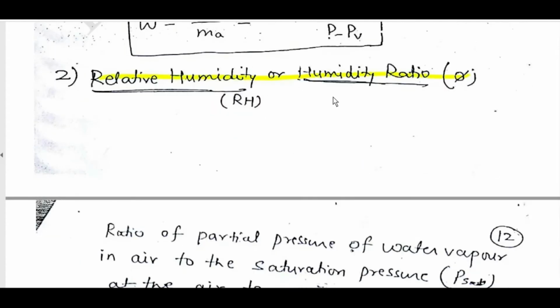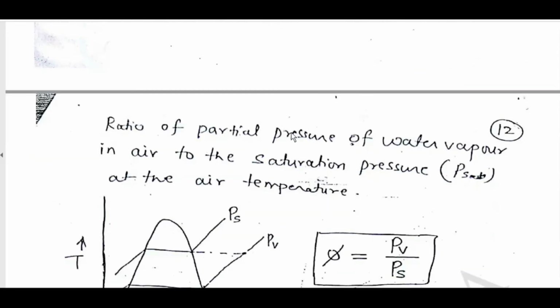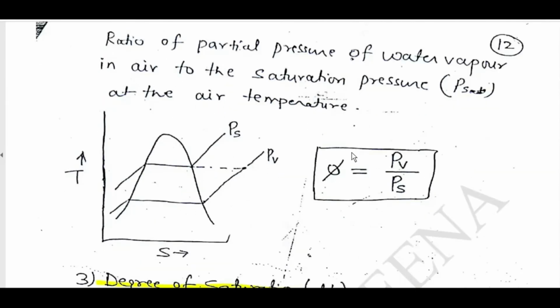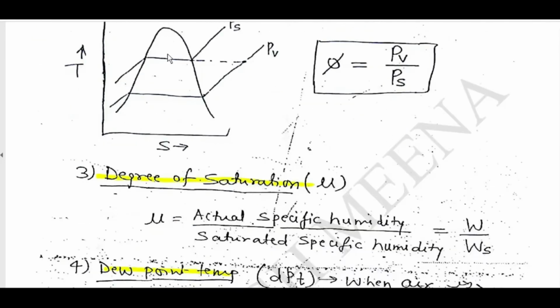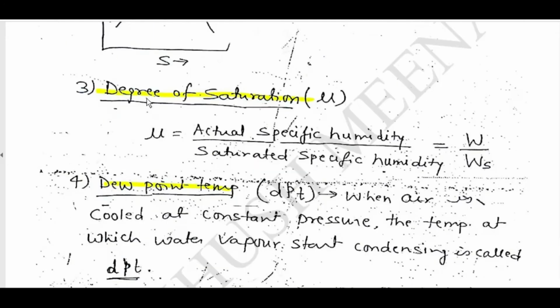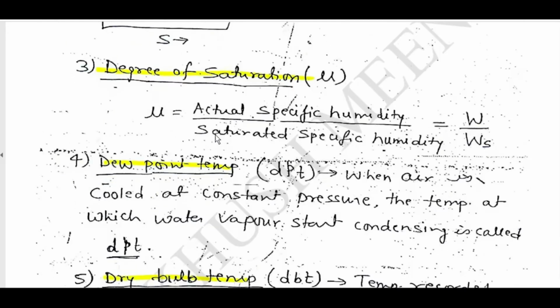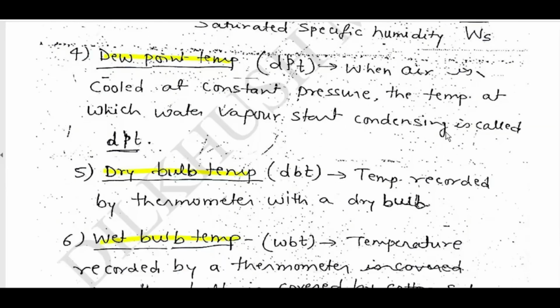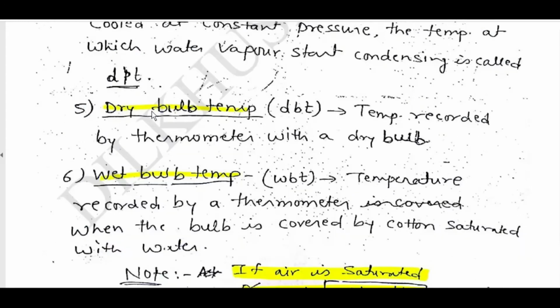Relative humidity φ is the ratio of the partial pressure of water vapor in air to the saturation pressure PS at the air temperature, φ = PV/PS. Degree of saturation μ is the actual specific humidity by saturated specific humidity, μ = W/Ws. Dew point temperature DPT: when air is cooled at constant pressure, the temperature at which water vapor starts condensing is called the dew point temperature.